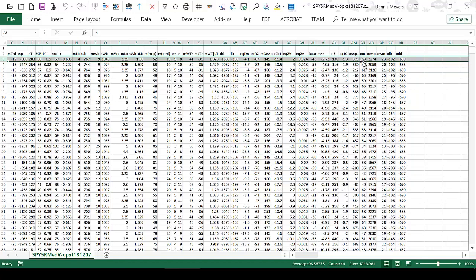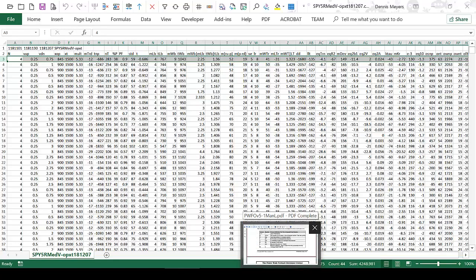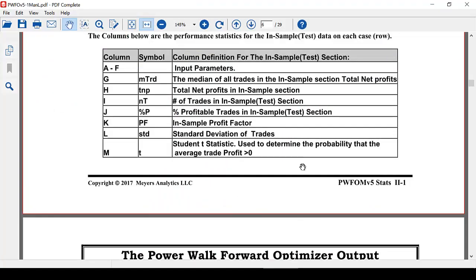Nevertheless, the next column was the out-of-sample number of trades. The next columns are the out-of-sample winning net profits, the out-of-sample winning number of trades, the largest losing trade, and the out-of-sample drawdown. In other words, these are all based on 63 out-of-sample trades. We will next examine what these various metric columns are.